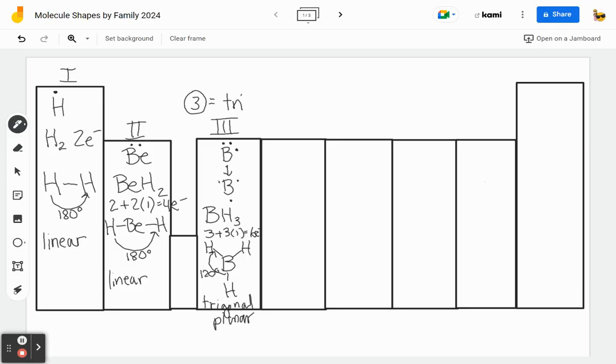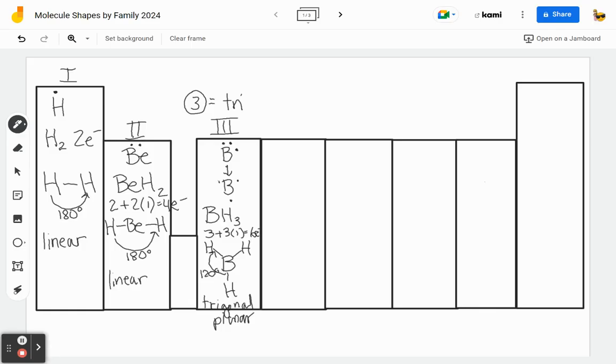The reason they hybridize and our theory for hybridization comes from the fact that all of these bonds have equal bond length, equal bond energy, and equal bond angle.